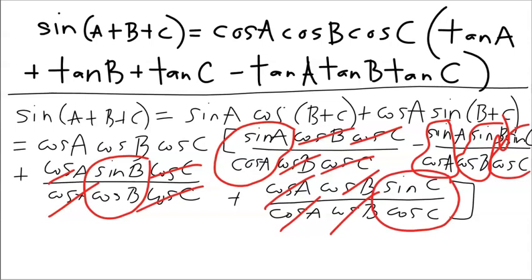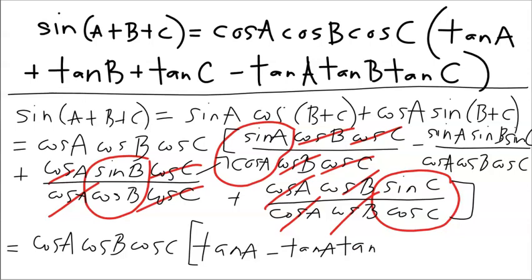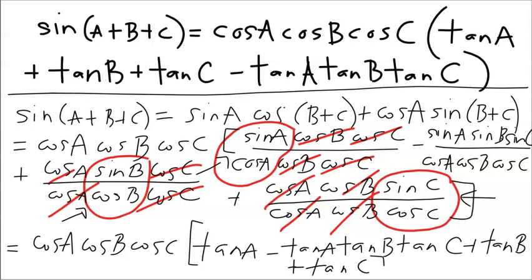So let's write them all together. And we'll get cosine A cosine B cosine C, bracket. So the first term in the square bracket is tangent A, this one right here. And then the second term is just tangent A times tangent B times tangent C. The third term is this one, which is tangent B. And the last term will give you tangent C, bracket.